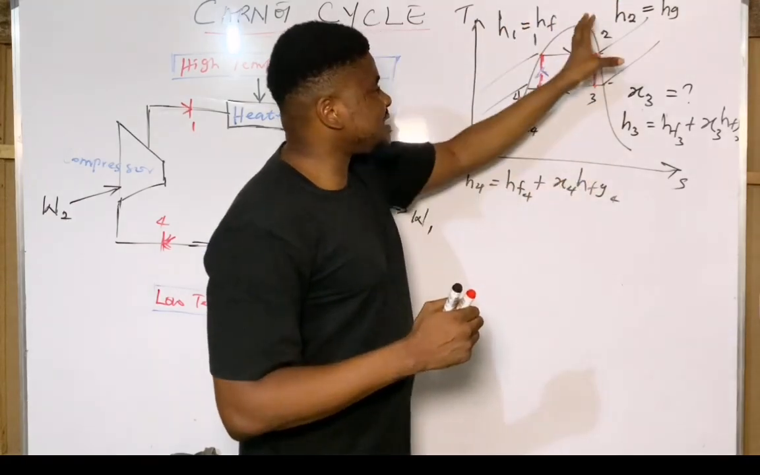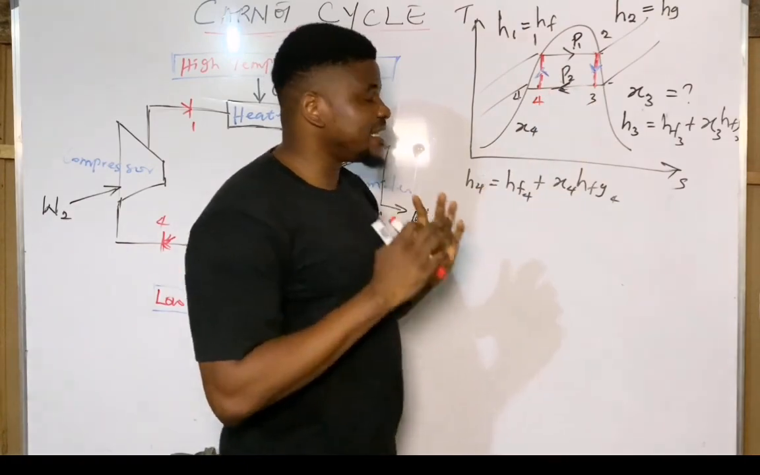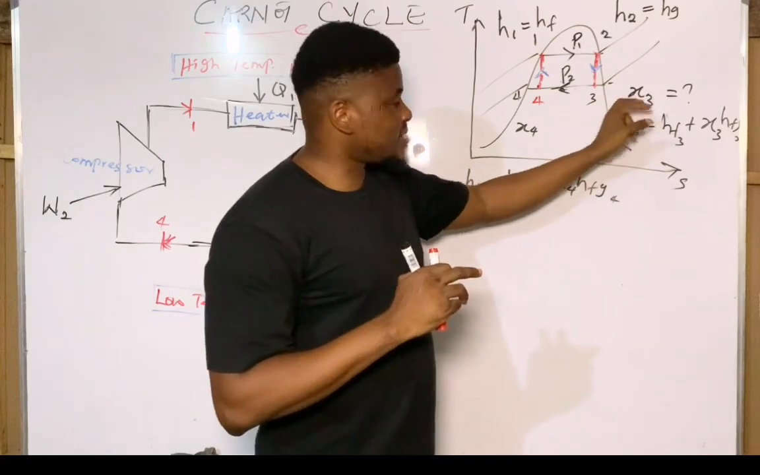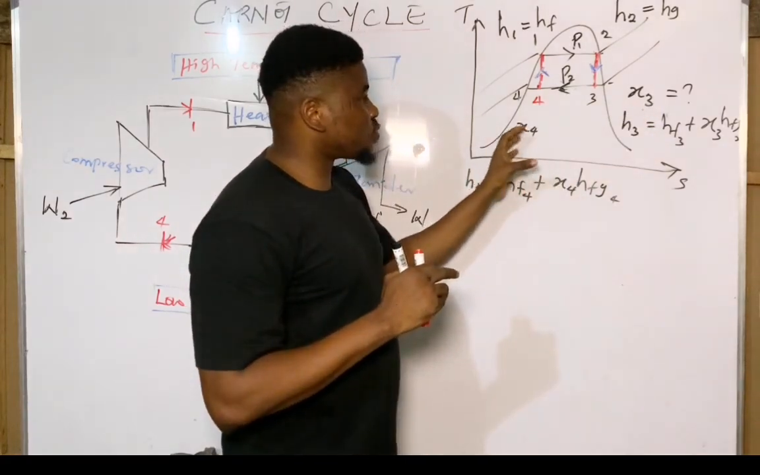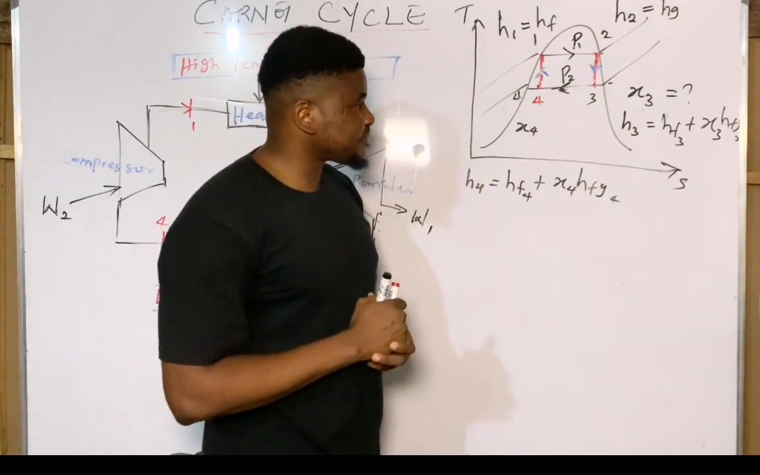Okay, now once it enters into this saturated liquid and vapor line, which is state 3 and state 4, there is now a need to find what? The dryness fraction at state 3 and the dryness fraction at state 4, because with that you can be able to find the enthalpies at each of those states.